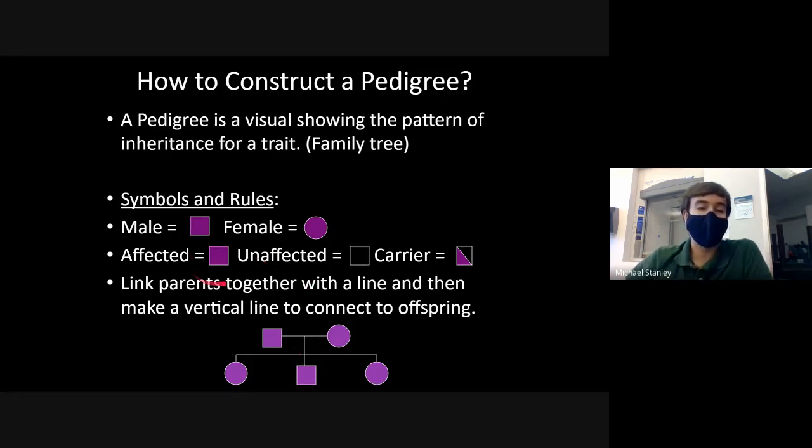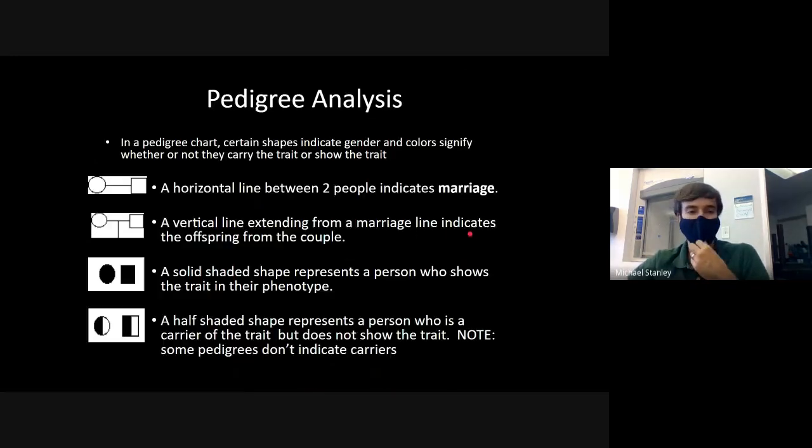And then the people that have a trait are usually filled in on the box. The people who do not have a trait are usually left blank. And if somebody is a carrier, meaning that they do not have the trait, but they have one of the genes for the trait, they're sometimes shown with a half filled in box.